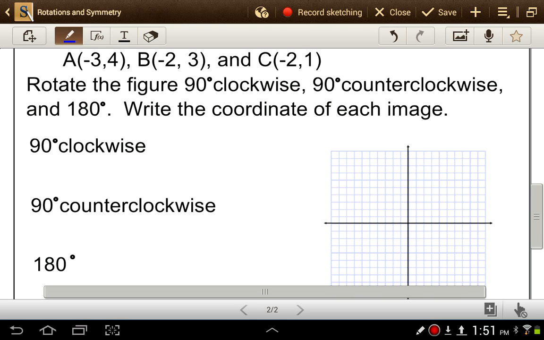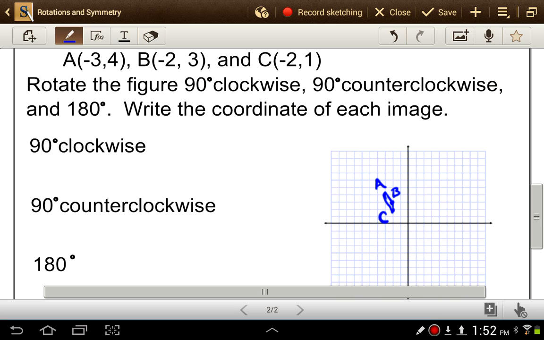First thing I'm going to do is graph my image. I have negative 3, 4, so I go to negative 3 up to 4, and that's A. Then I have negative 2, 3, and that is B. And then C is negative 2, 1, and that is C. We have to draw really sharp lines here because that looks really small. So there is my original figure, and I don't know why C has ended up way over here. I messed that up. Let's go back to our point, and we'll make that C. There we go.